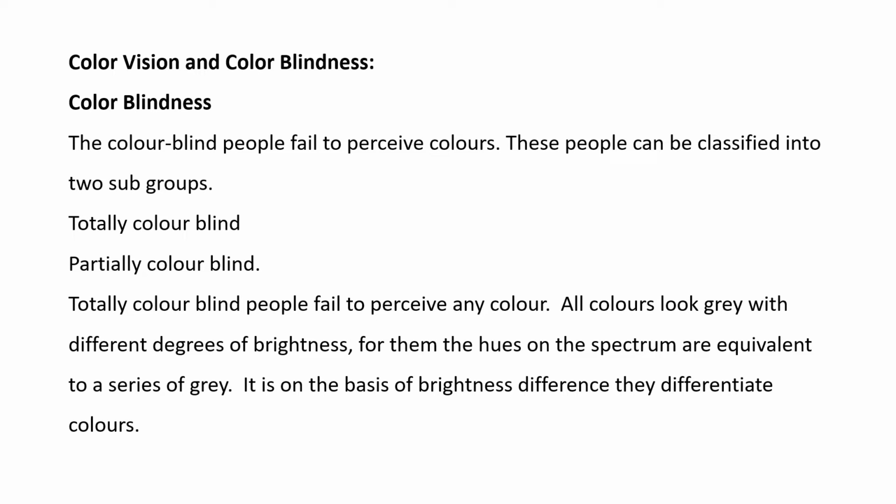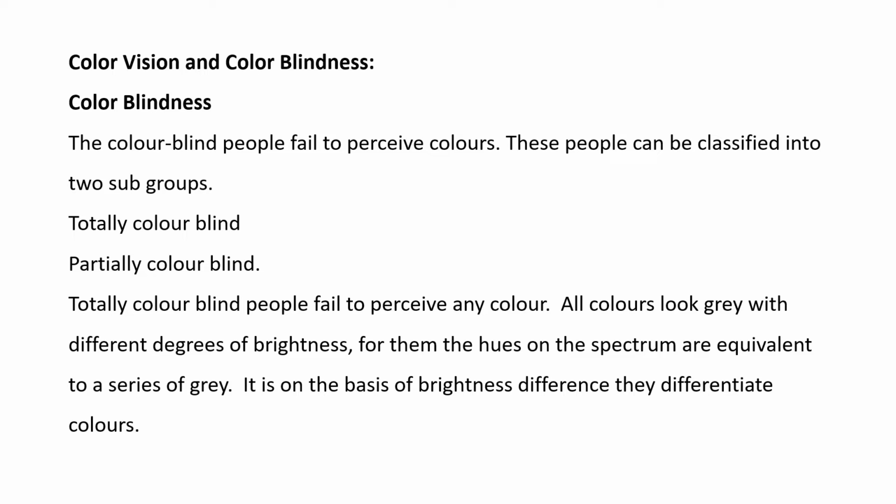Color blind people fail to perceive colors. These people can be classified into two subgroups: totally colorblind and partially colorblind. The totally colorblind people fail to perceive any color. All colors look gray with different degrees of brightness. For them, the hues on the spectrum are equivalent to a series of grays. It is on the basis of brightness difference that they differentiate colors. Such people are rare.